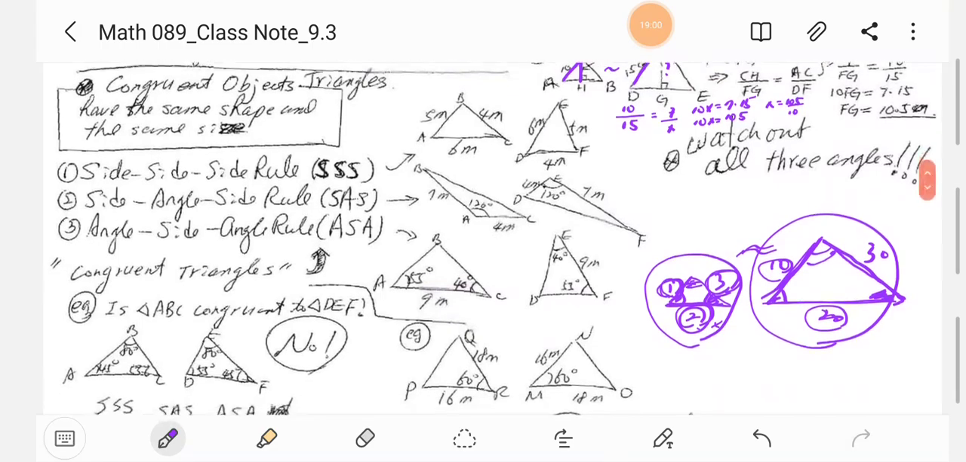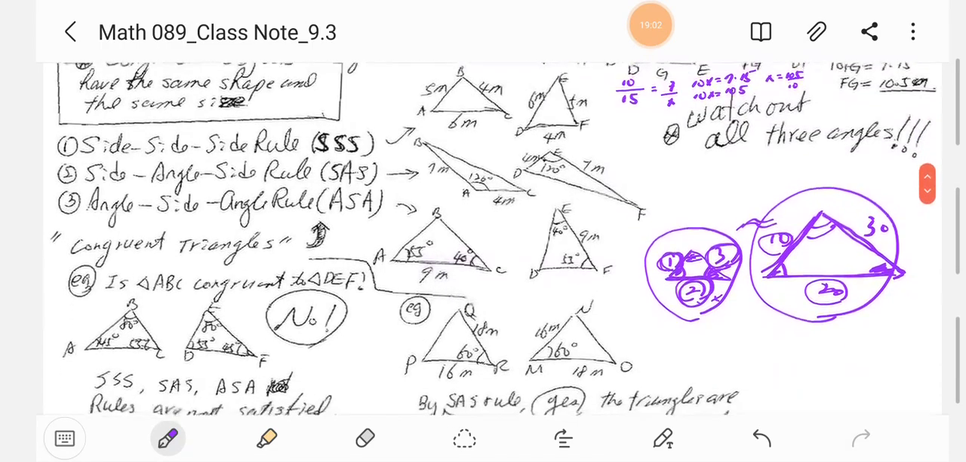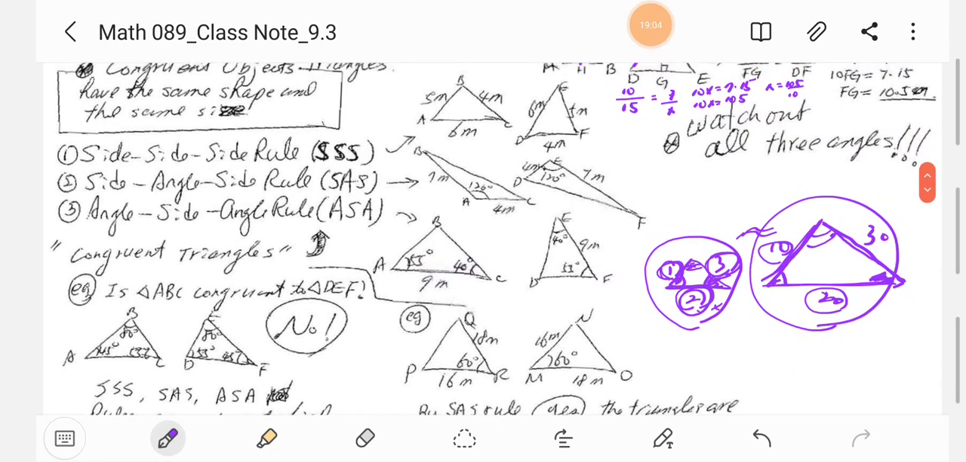That's congruent triangles. So there are three properties. We use SSS. So the three corresponding sides are the same. Side one are the same. In this case, this side and this side are the same, right?